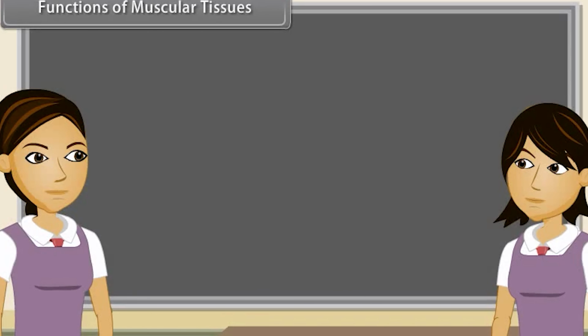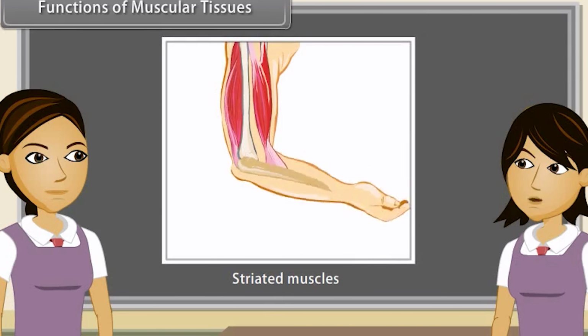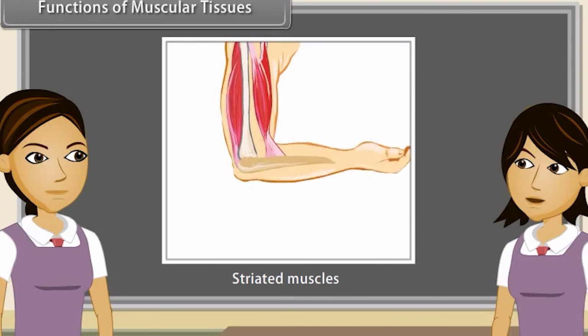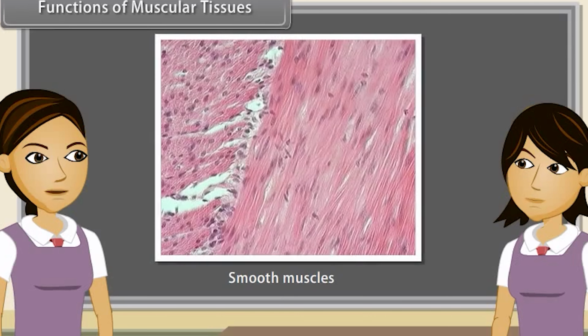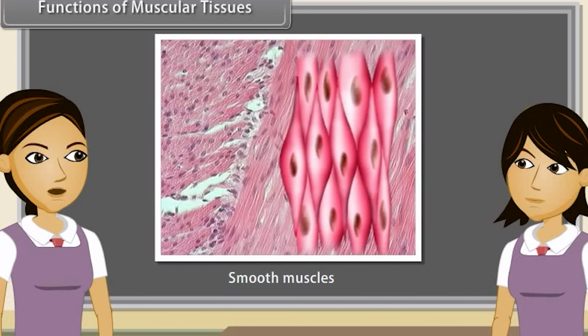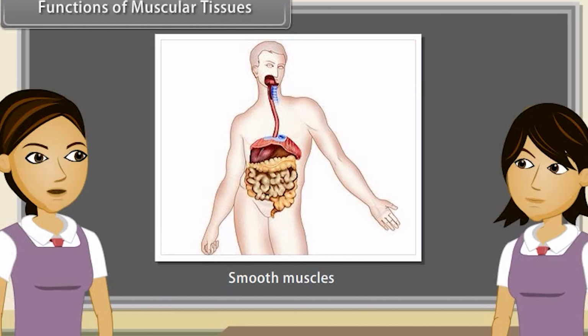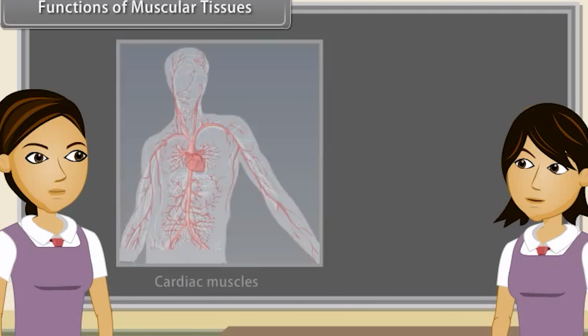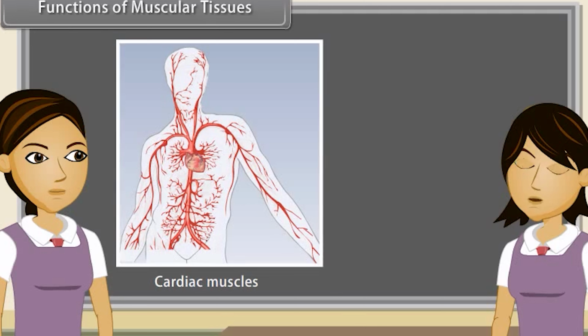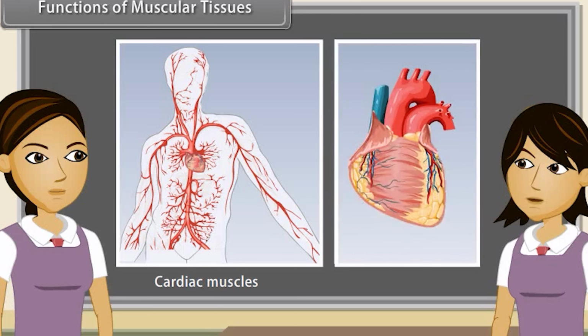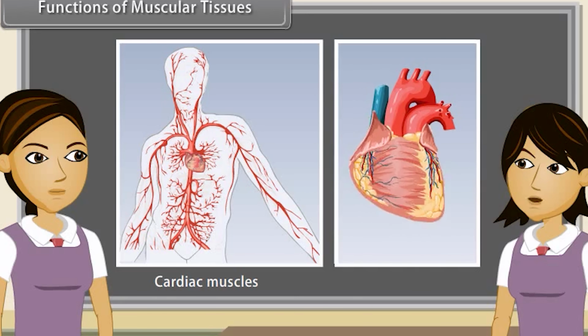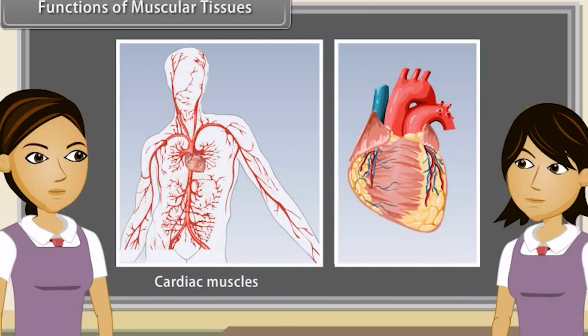Functions of muscular tissues. Striated muscles provide the force for locomotion and all voluntary movements of the body. Smooth muscles are involuntary muscles, that is, they do not work according to our will. Movement of food in the alimentary canal, and opening and closing of tubes are due to smooth muscles. Cardiac muscles contract and relax rapidly, rhythmically, and tirelessly throughout life. This contraction and relaxation helps heart muscles to pump and distribute blood to various parts of the body.